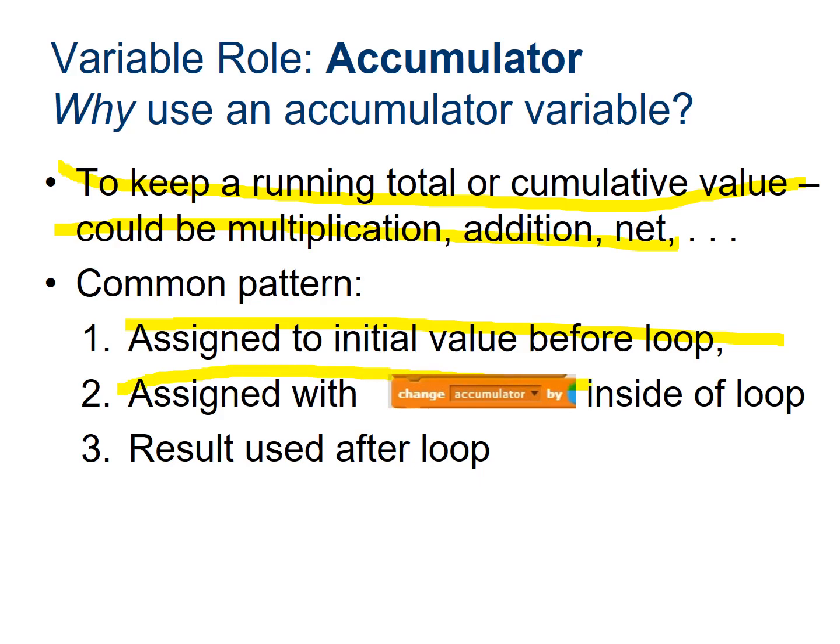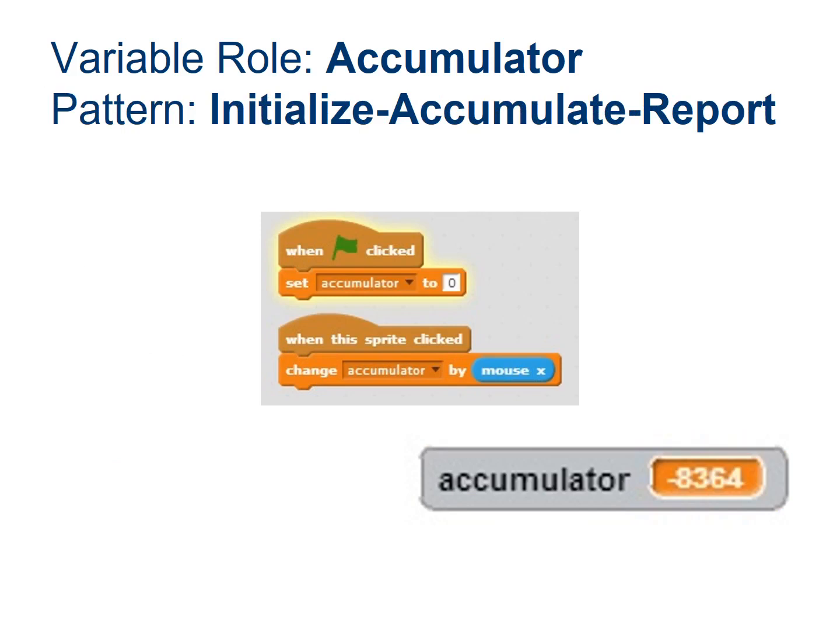So we assign the value using the statement change accumulator by inside a loop, and then we use the result after the loop. So an example here is we're setting our accumulator to 0, and then later when we click on the sprite, we change the accumulator by the mouse. All right, an accumulator is our variable. It's going to keep track of, in this case, we're going to keep adding or subtracting the correct value that we're adding to the accumulator. Again, one example could be if you're trying to keep track of a score inside a game. And scores could go up, they could go down depending on what the game is.